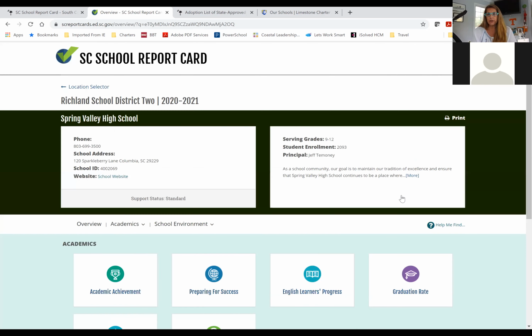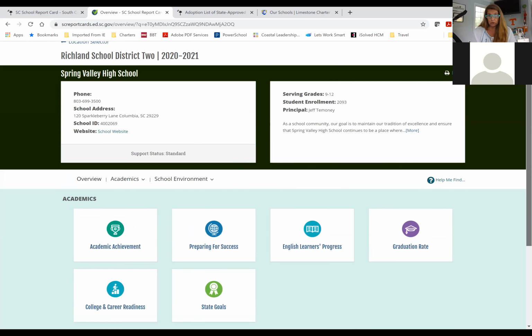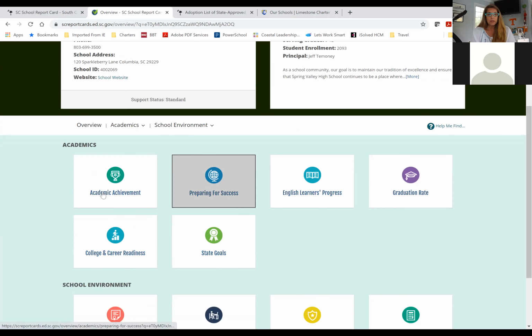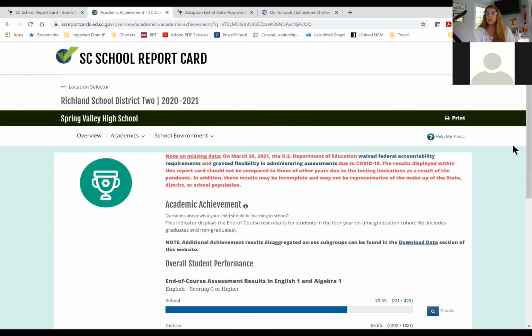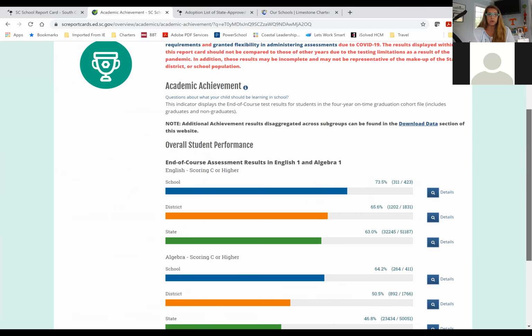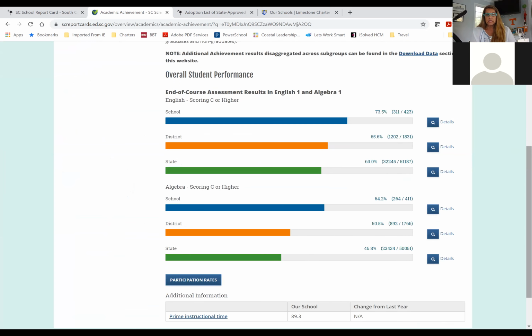What we're going to look at here is, as you should be looking for your research, your academic achievement, which is going to look at English and math EOC scores, end of course exams, right? So when I look at this school, they did pretty well in English. They've got a 73, and the district had a 65, and the state has a 63. So as you see here, Spring Valley did pretty well. They did 10 points better than the state.